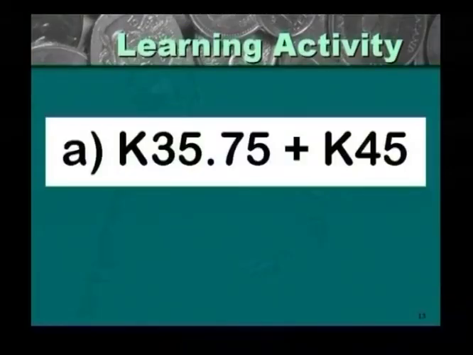Now, class, I would like us to practice more on adding and subtracting decimal numbers by doing this activity. Okay? Now, we are going to do this together in class. I would like you to add these two numbers here. The first one, A, is 35 Kina, 75 Toya plus 45 Kina.